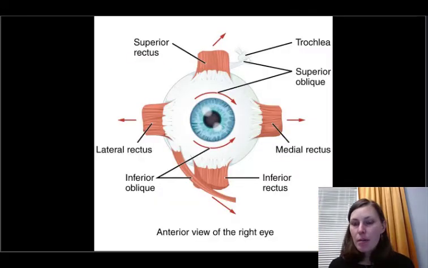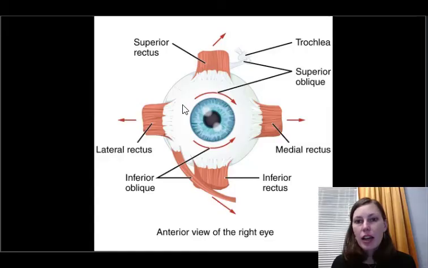Here we're looking at the eyeball from an anterior view. We're looking kind of straight on at it. Again, you can see the white sclera of the eyeball. You can see in blue here the iris, and you see in black that opening within the iris called the pupil. Here we have muscles in red that are inserting right into the sclera. These are the extraocular muscles that move your eye.